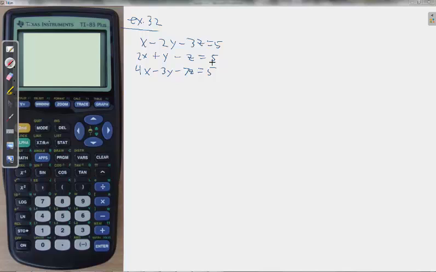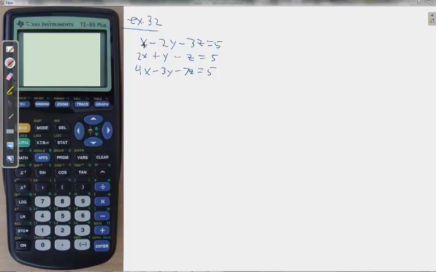We're going to look at exercise 32. Here we have x minus 2y minus 3z equals 5, 2x plus y minus z equals 5, and 4x minus 3y minus 7z equals 5. So, looking at this, last time I did elimination and I used the y's. Honestly, the y's look pretty well conditioned for that this time as well. But just for variety, I'll take out the x's first instead.